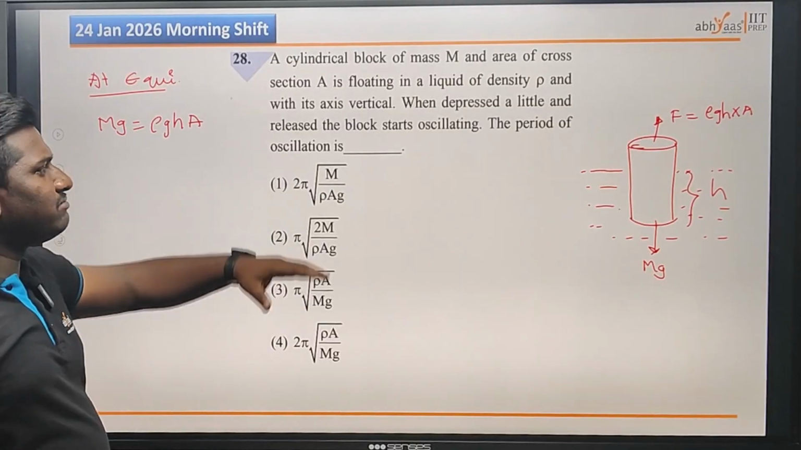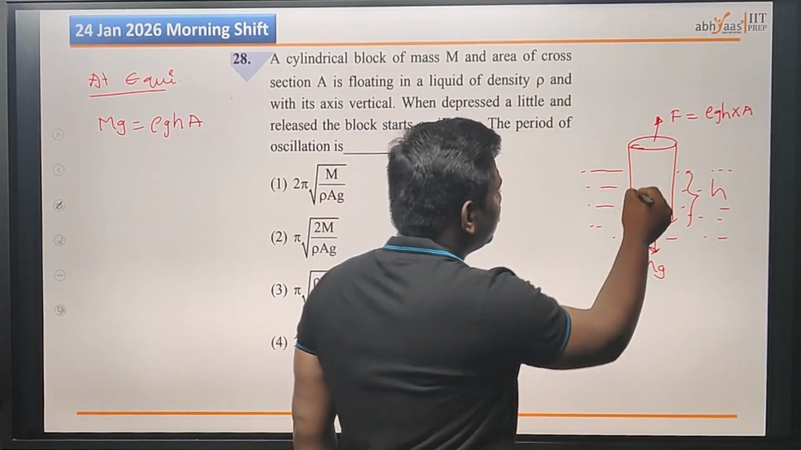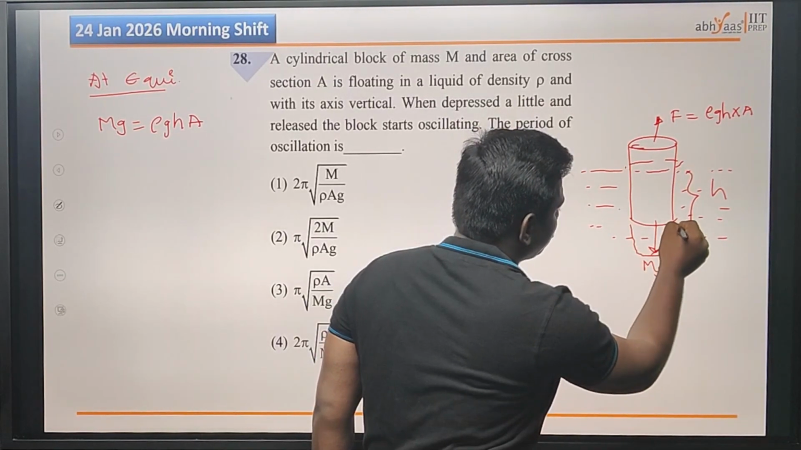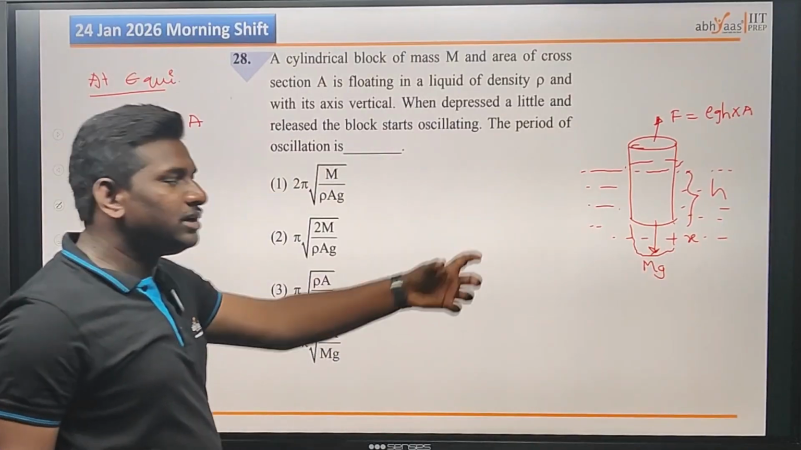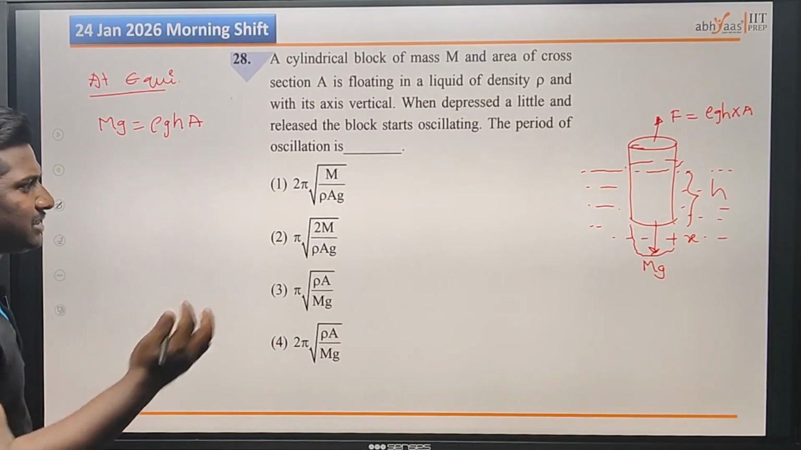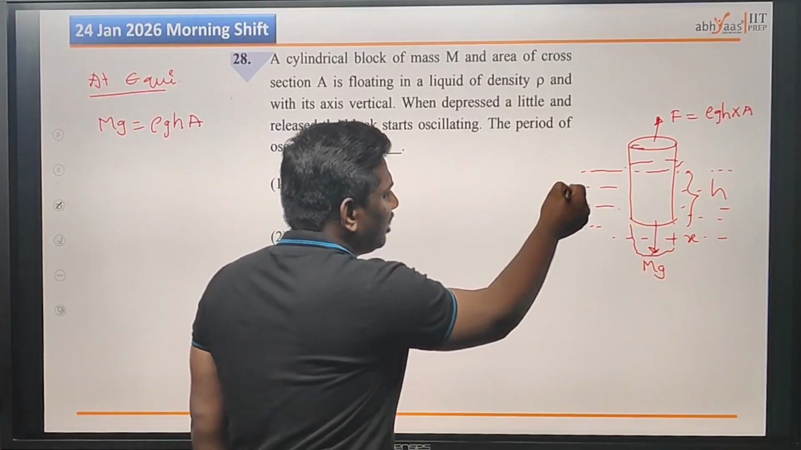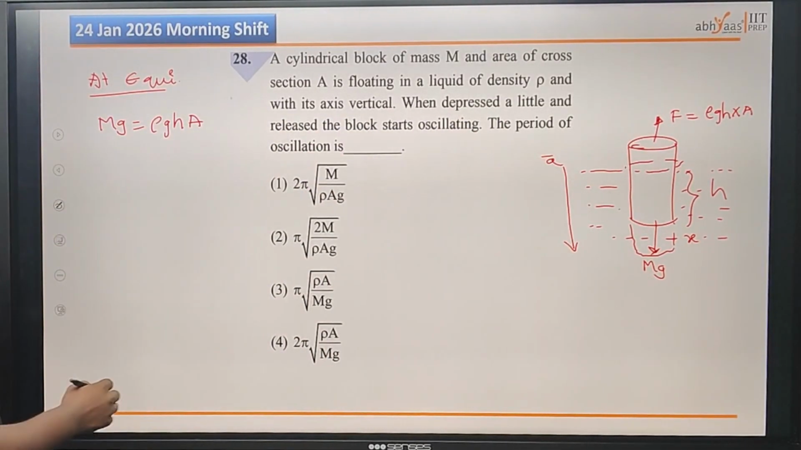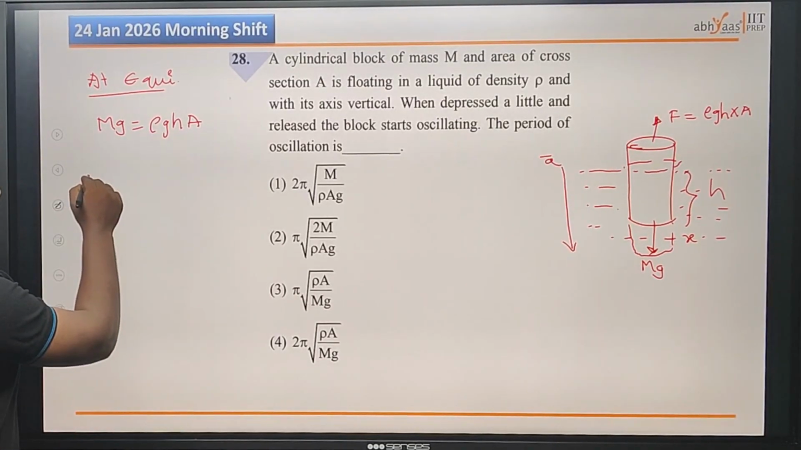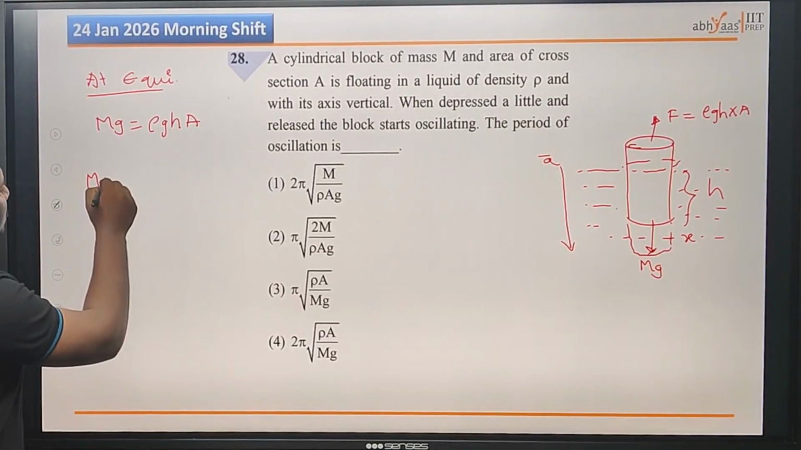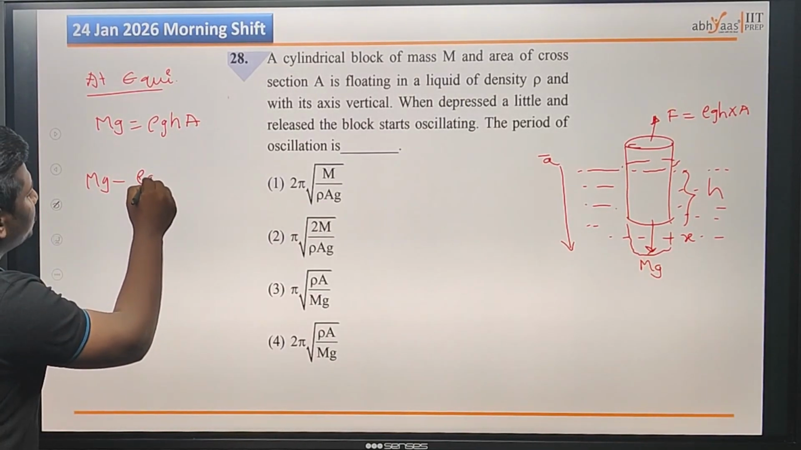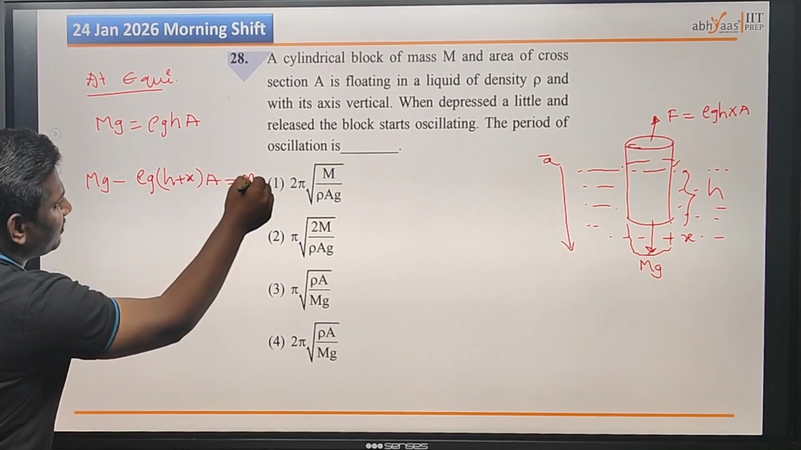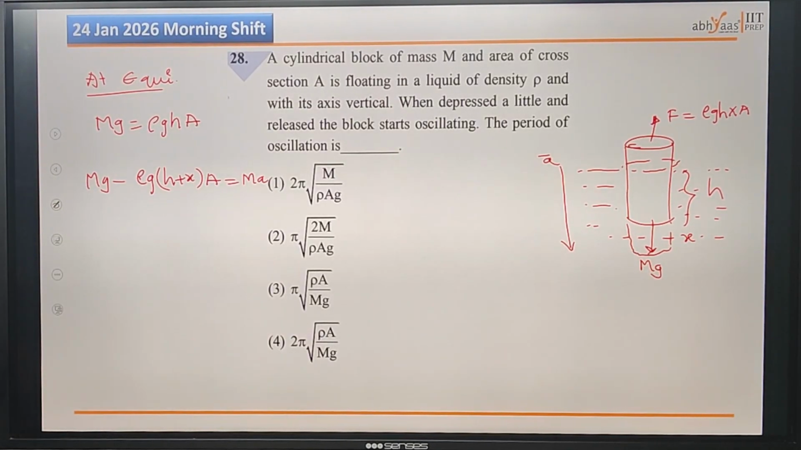After pulling some distance x, what will happen? The total distance can be written as h plus x. It is moving downward, so acceleration is downward. From the free body diagram, you can say capital M g minus rho g (h plus x) into A is nothing but ma. This is our next equation.